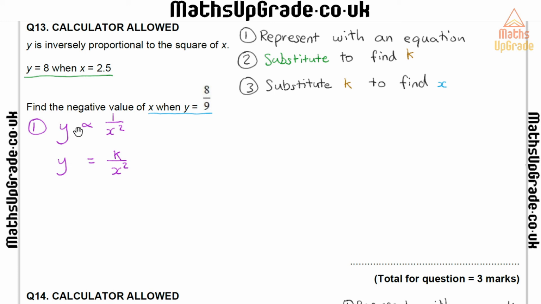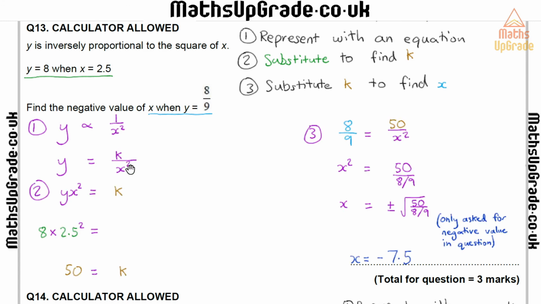So I know that y is proportional to the inverse of the square of x. So y equals the constant divided by x squared. If I rearrange that, I can get the constant equals yx squared. I'm going to substitute in the values of y equals 8 and x equals 2.5. That gives me the constant, which is then 50 with the calculator.